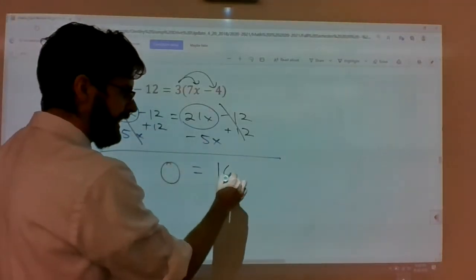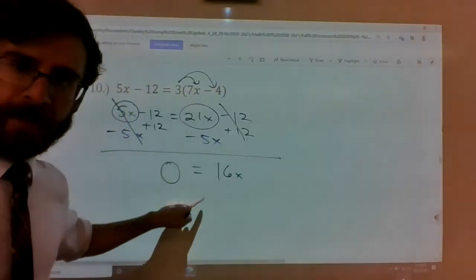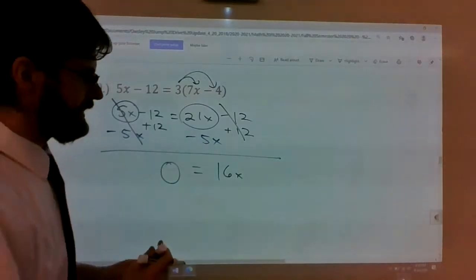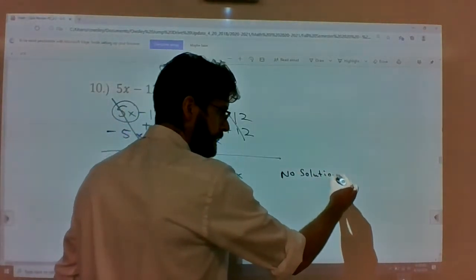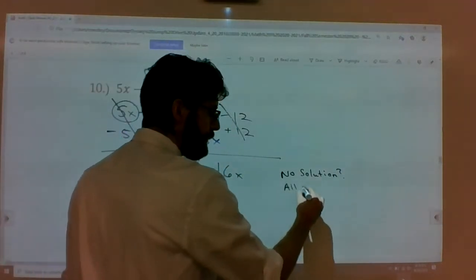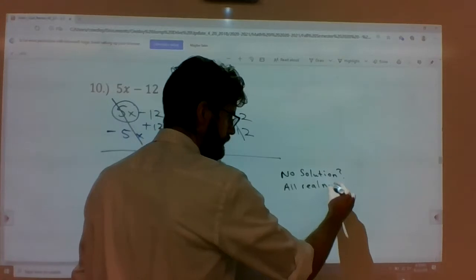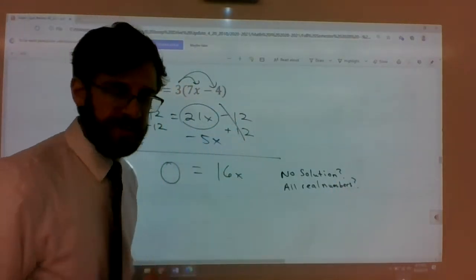21x minus 5x is positive 16x. Now, here's the main question a lot of students have. Is this no solution? That's one of the special cases. Is it all real numbers? Or is it x equals 0?